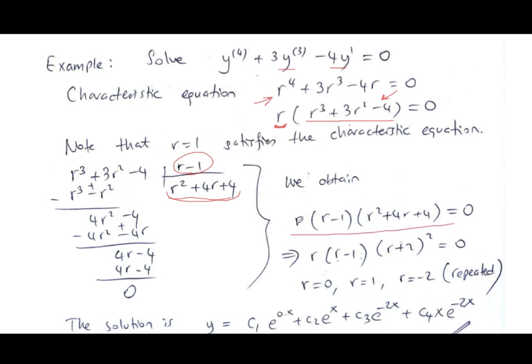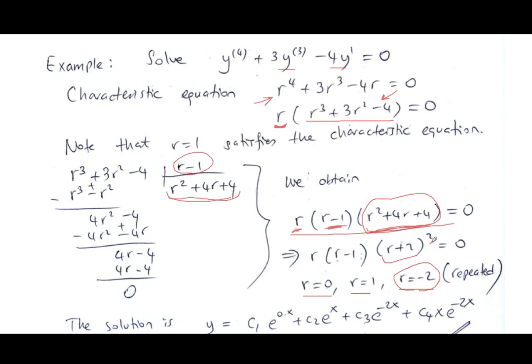We have already identified r equals 0 as one of the roots, and then r equals 1 is the other root. Now we need to take care of the last term here, but this one is a perfect square. This is the square of r plus 2. Therefore, we can say we have the roots of the characteristic equation, but the last root, r equals minus 2, is a repeated root because of the square here. So it is repeated twice.